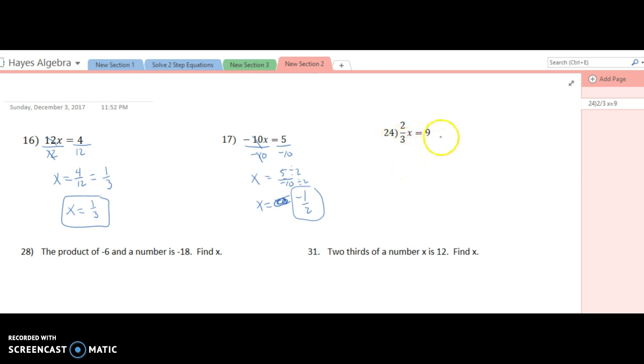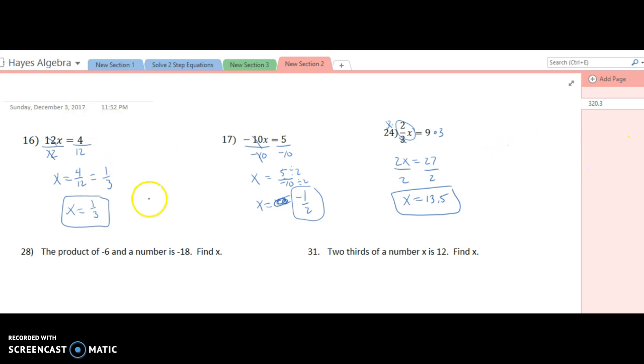Now 24, you did the first part of it, you did pretty good, right? You are going to multiply by 3. That cancels out, but what does it leave me with over here? 2x. I have to multiply the other side by 3, and I get 2x equals 27. Now, all I do is divide by 2, and x is equal to 13.5.